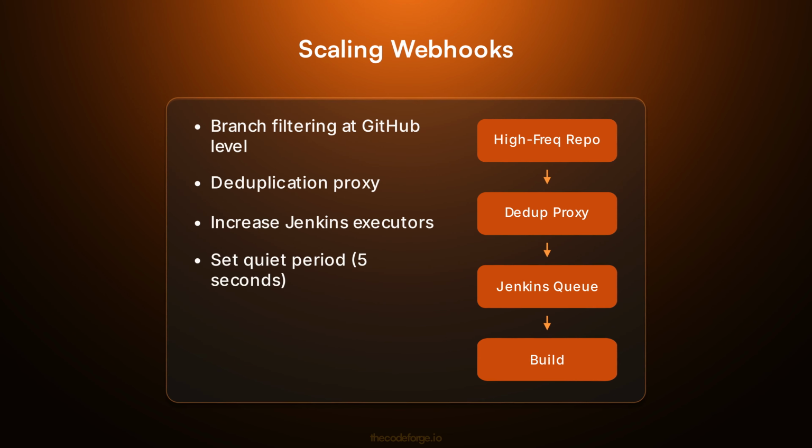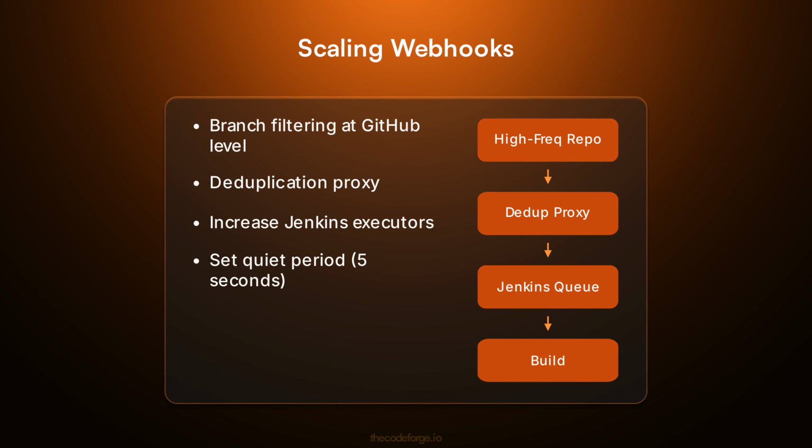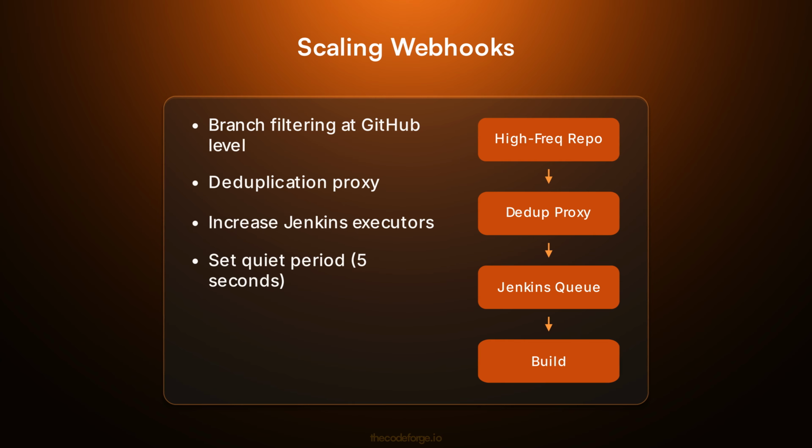Large repositories can generate hundreds of webhooks per minute. Use branch filtering at GitHub level to limit events. Implement a deduplication proxy that aggregates pushes within a window. Increase Jenkins executors and set a quiet period to batch rapid commits.